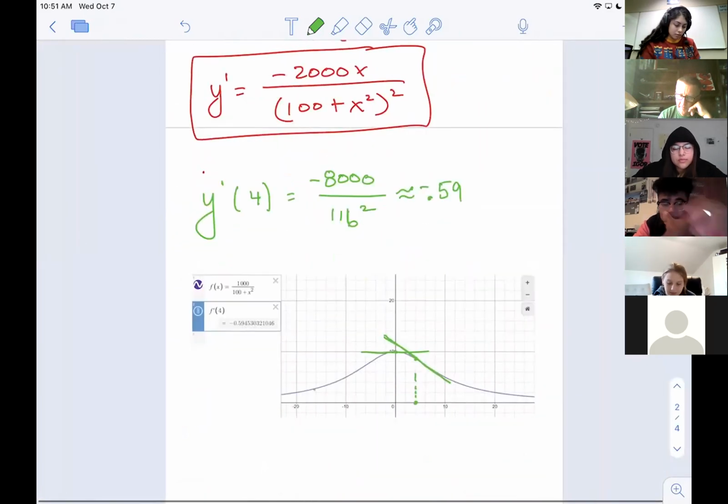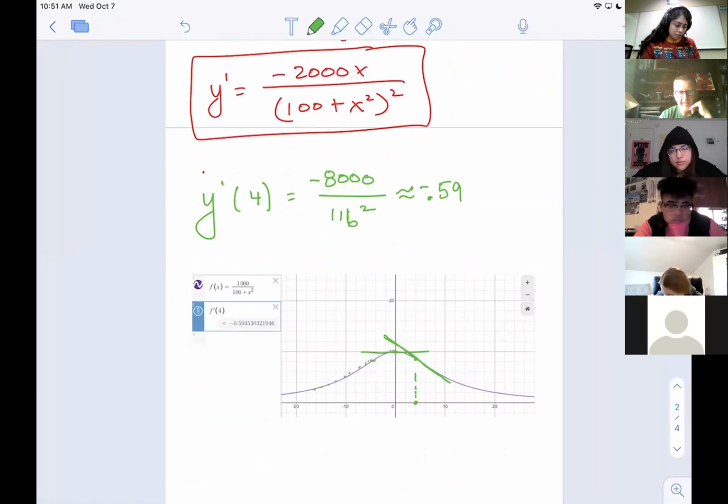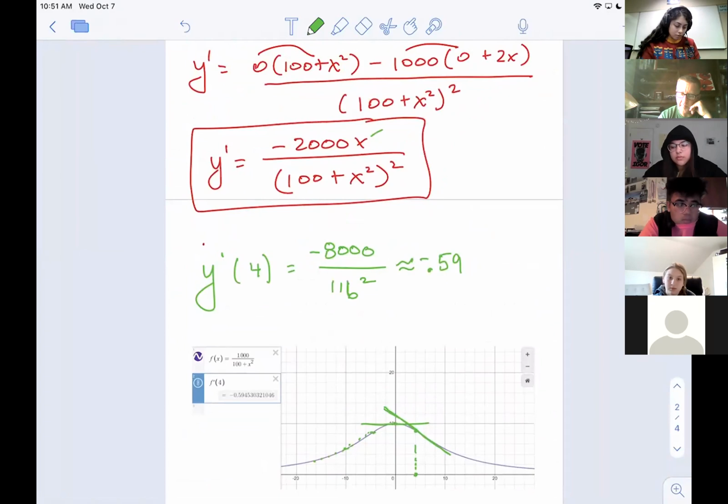Notice all the slopes over on this side are positive. In other words, if you put a negative x in, you're always going to get a positive slope. Hey, yeah, look, that makes sense. If I put a negative x in there, then I'd be multiplying it by negative 2,000, and then it'd be a positive number. And so that kind of makes sense.